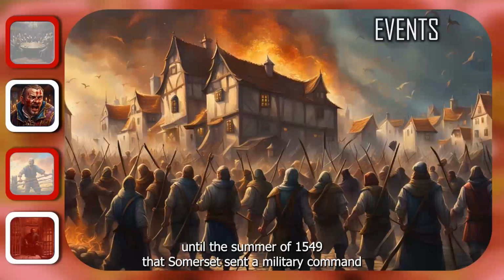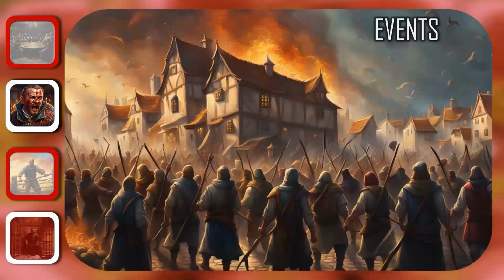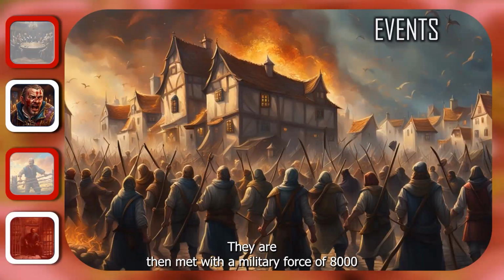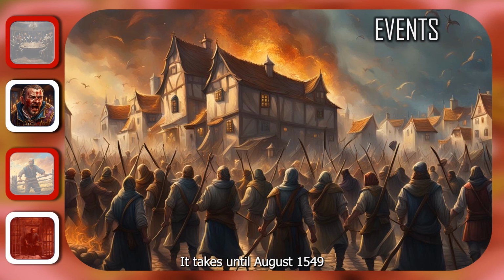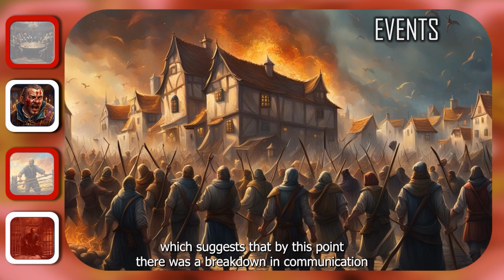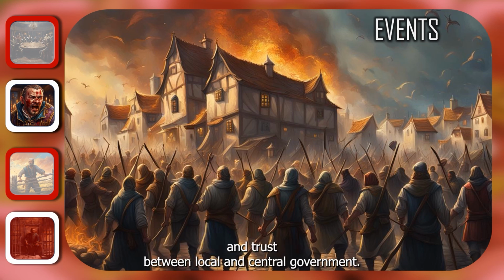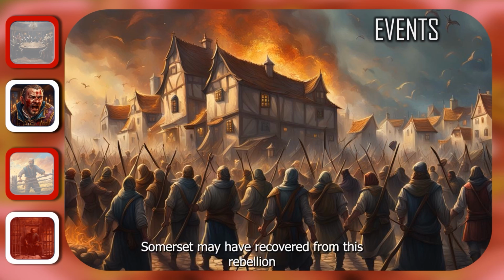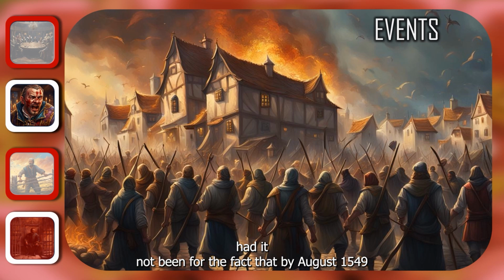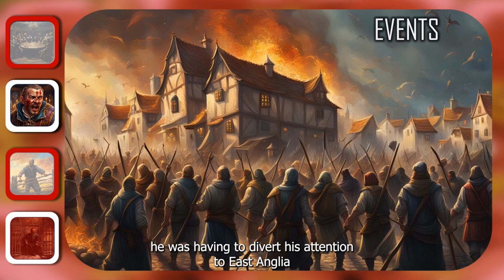It wasn't until the summer of 1549 that Somerset sent a military command, by which time the rebel horde numbered 6,000 strong. They tried to besiege the city of Exeter in Devon, but the townsfolk did not support the cause. They were then met with a military force of 8,000 soldiers, under the command of Lord Russell. It took until August 1549 for Lord Russell to fully put down the rebellion, as he did not receive cooperation from the local gentry, which suggests that by this point there was a breakdown in communication and trust between local and central government. Somerset may have recovered from this rebellion, had it not been for the fact that by August 1549, he was having to divert his attention to East Anglia for another more significant challenge in the Ket Rebellion.